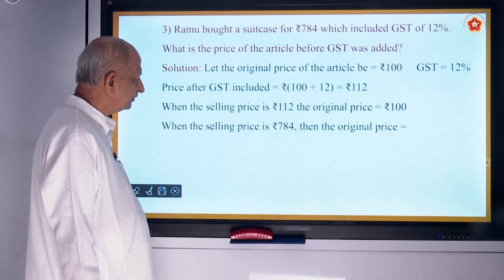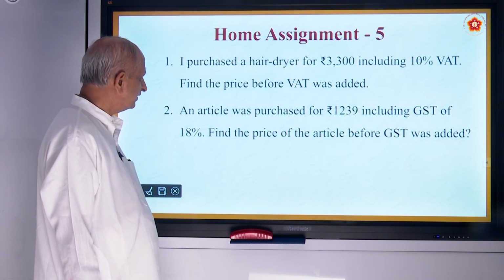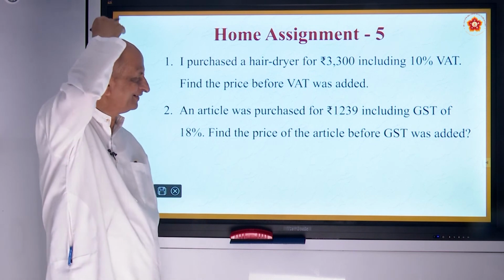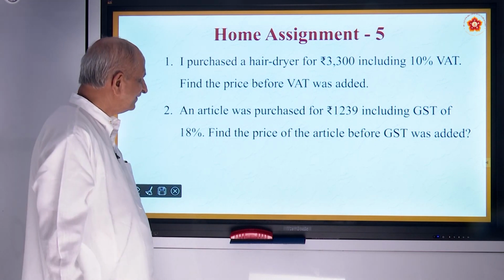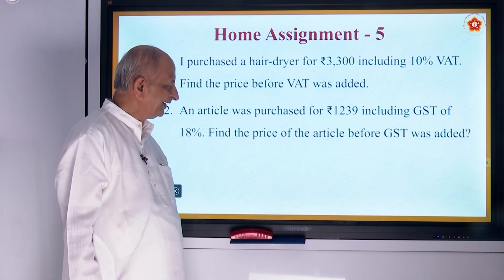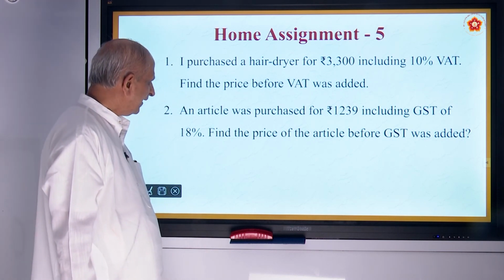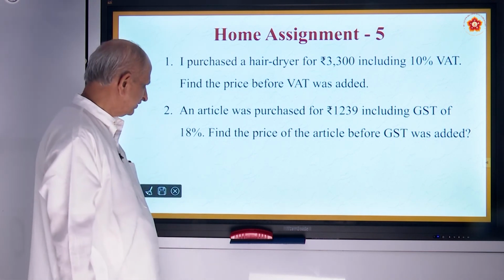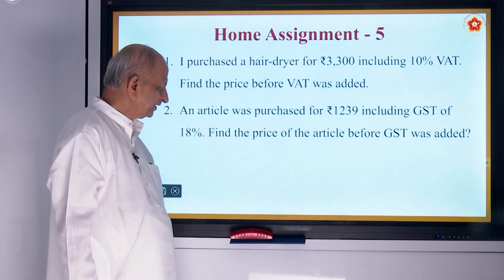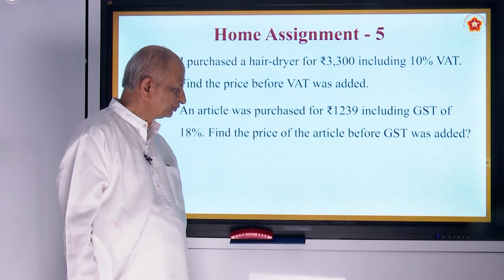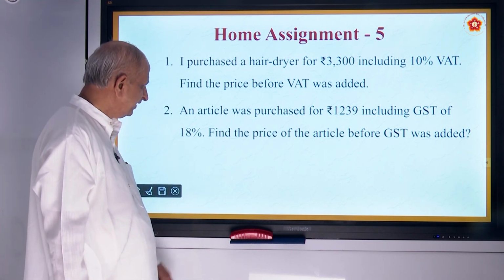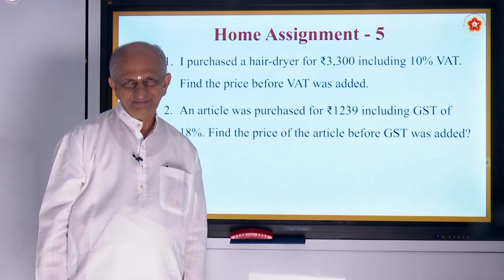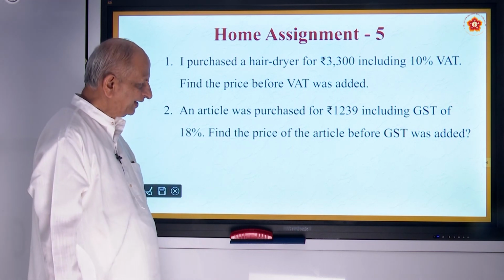Noted? Okay. First question. I purchased a hair dryer, there is one device called a hair dryer, not hair remover, for rupees 3,300, including 10% VAT. Find the price before VAT was added. That is the first question. Second question: an article was purchased for rupees 1239, including GST of 18%. Find the price of the article before GST was added. Okay? We will come prepared for that.